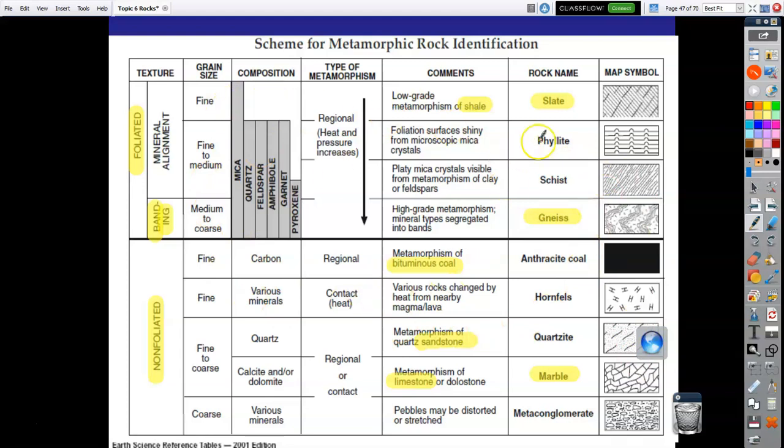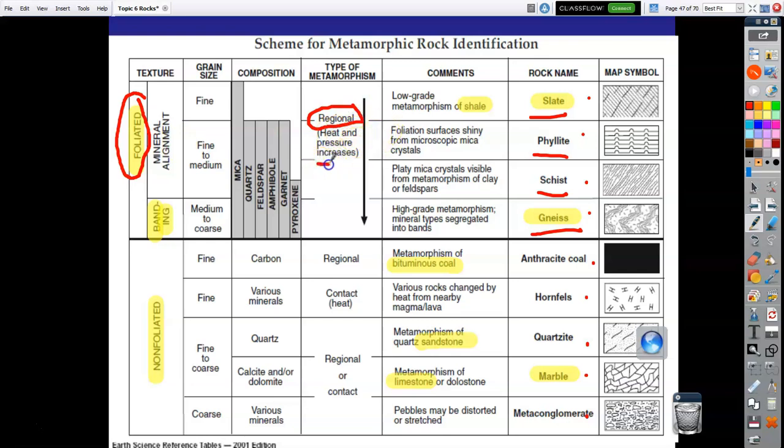So it does show you've got 1, 2, 3, 4, and then 1, 2, 3, 4, 5. These top 4 rocks, you've got slate, phyllite, schist, and gneiss. These are your foliated rocks. They're the ones that are going to form from pressure. They call that regional metamorphism, when two continents collide, plate tectonics.